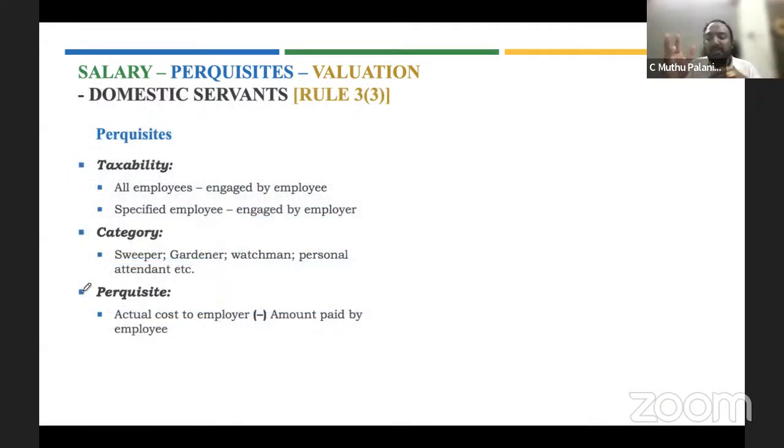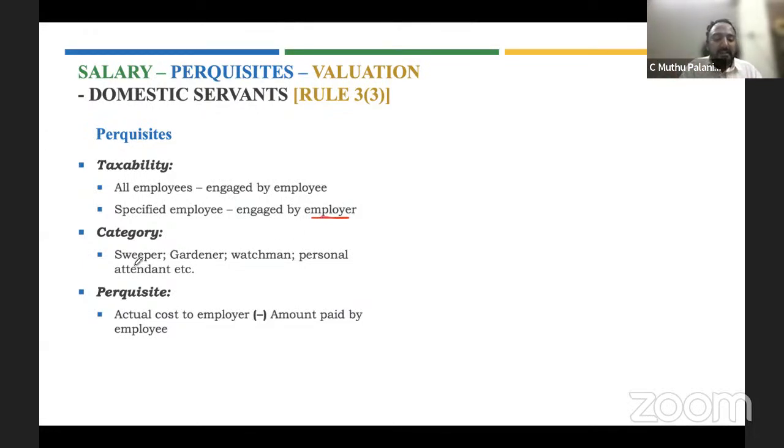Okay. The other perquisites that we'll be seeing are various other perquisites. As I told you, most important is motor car. Accommodation is important. We saw about accommodation, what percentage and all. And now all these perquisites, we said it is only taxable for specified employee when it is engaged by employer. So if there is a domestic servant engaged by the employer, then it is applicable only for specified employee. But if the employee himself is keeping a domestic servant and the employer is paying, then it is a taxable perquisite for all situations.